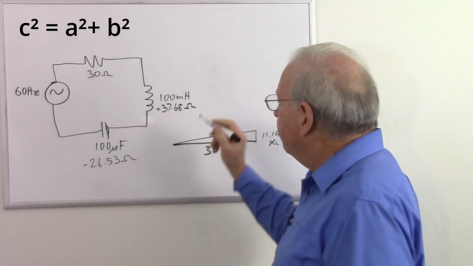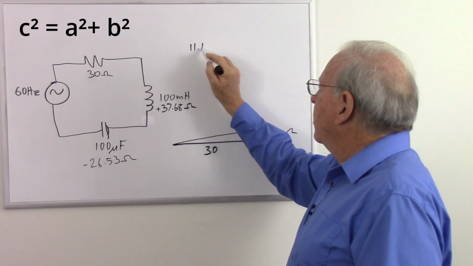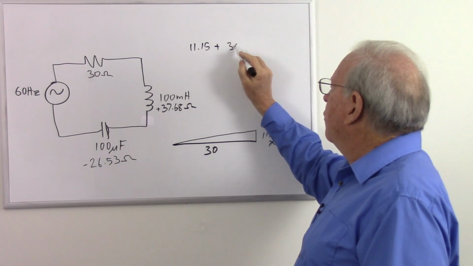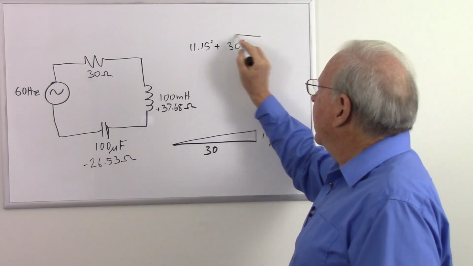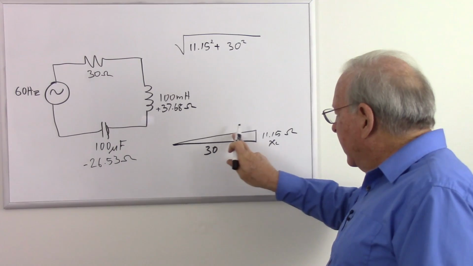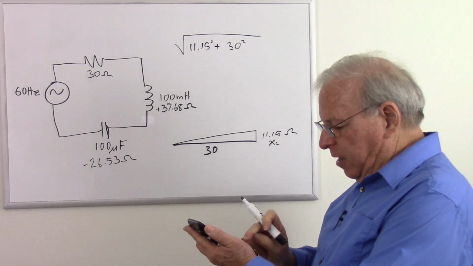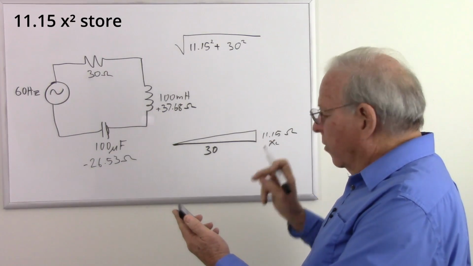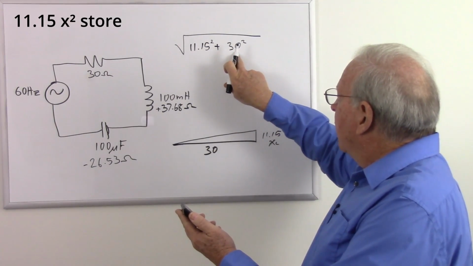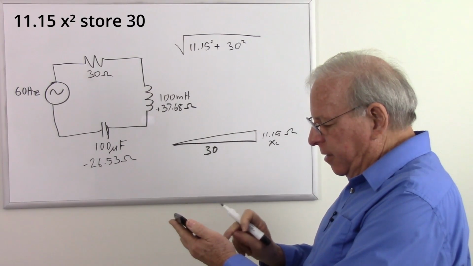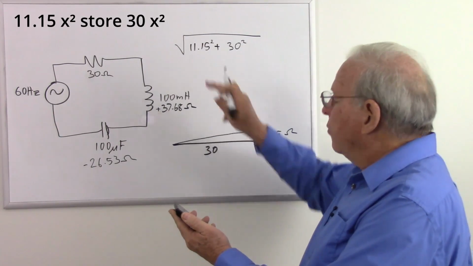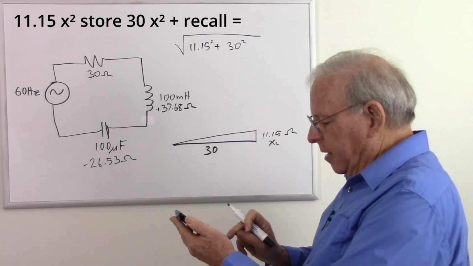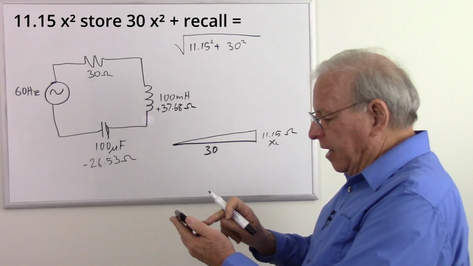Remember Pythagorean theorem. So our reactance is 11.15 ohms. We combine that with our resistance, which is 30 ohms, square those, and then take the square root. That's going to give us the length of the hypotenuse. So that's going to be 11.15, we'll square that and store it away, and then add the square of our resistance, 30 squared, to our total reactance squared, and then take the square root.